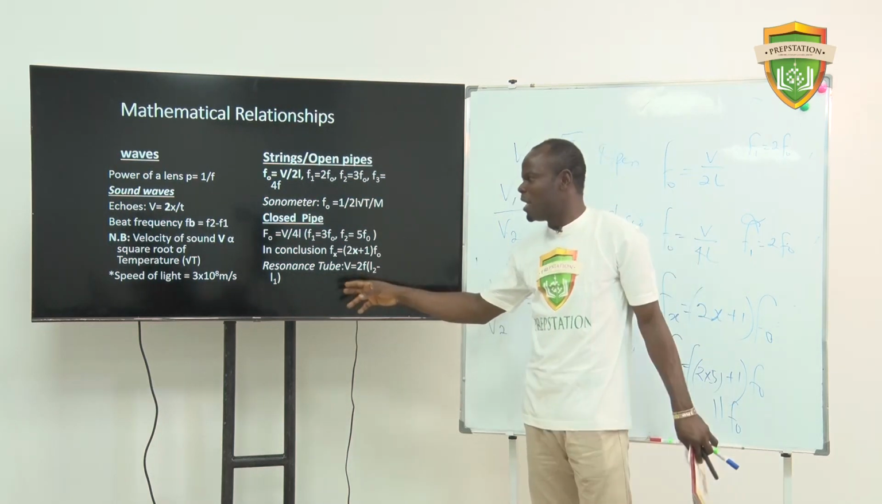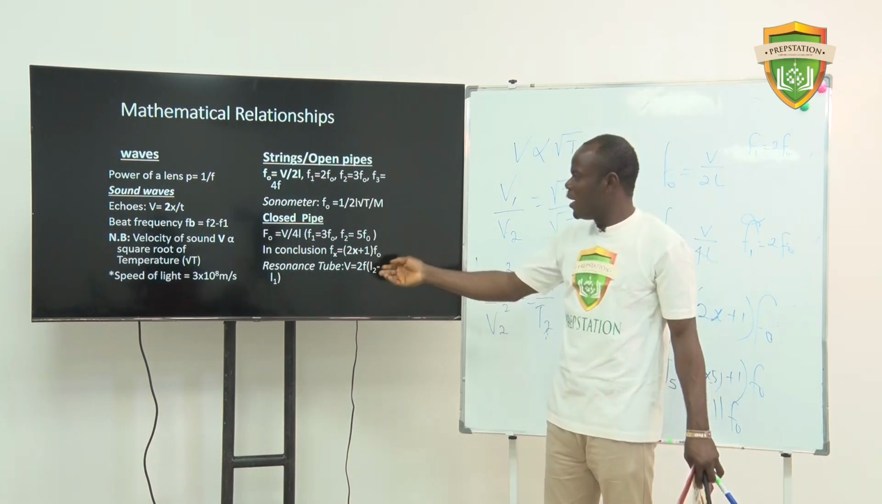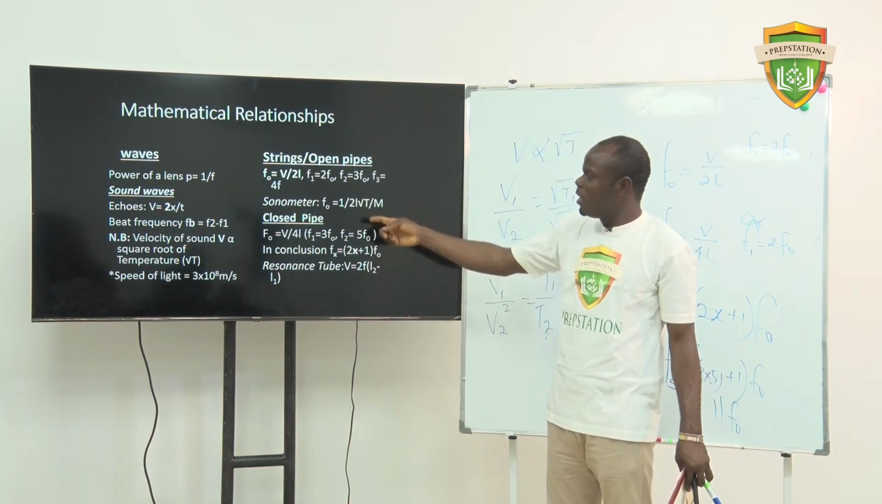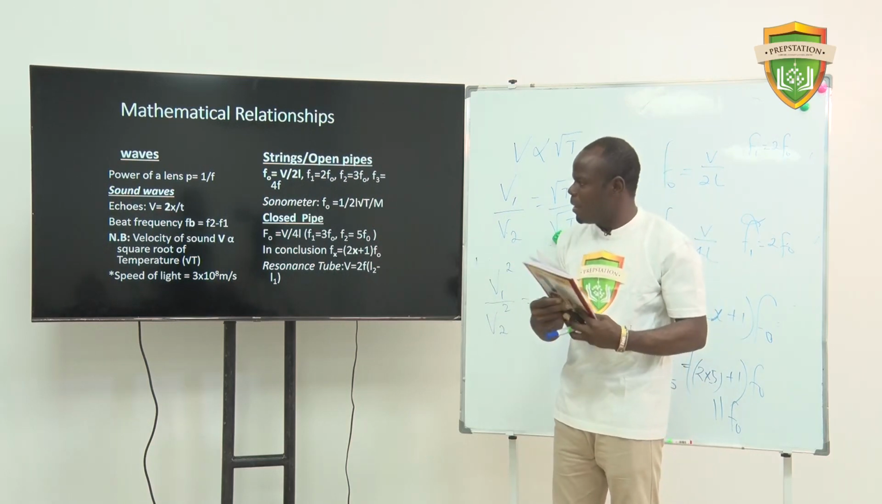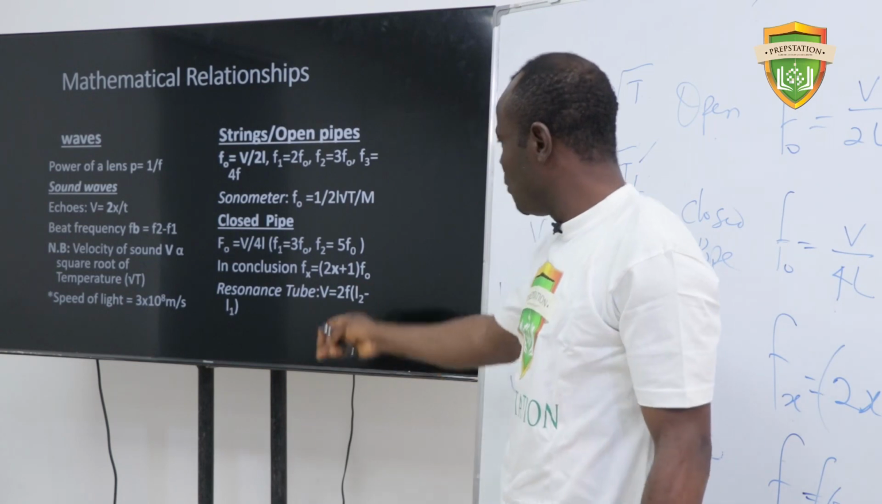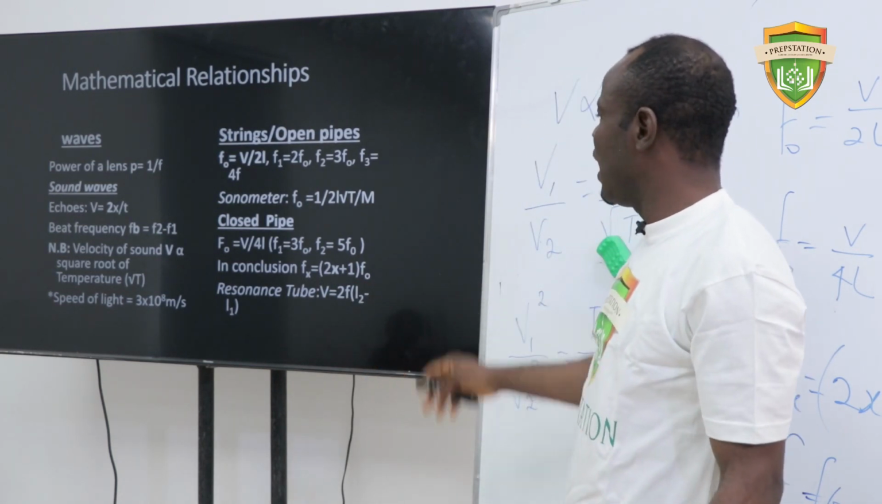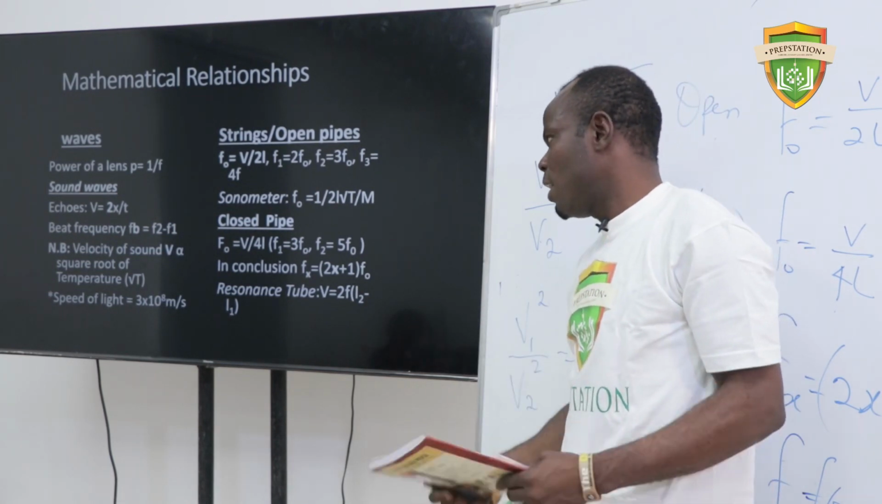And if you have a resonance tube, what is a resonance tube? It's just a simple instrument for studying the sound in a pipe. Okay? It's a closed pipe though, and in doing that, you're going to arrive at what I have on the board: V equal to 2L, open brackets, L2 minus L1.